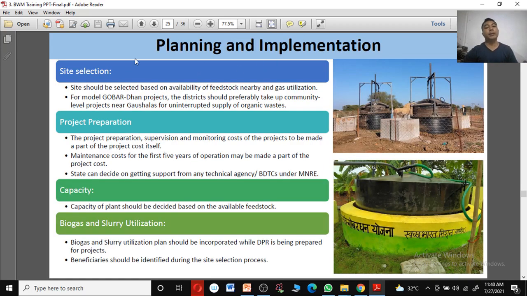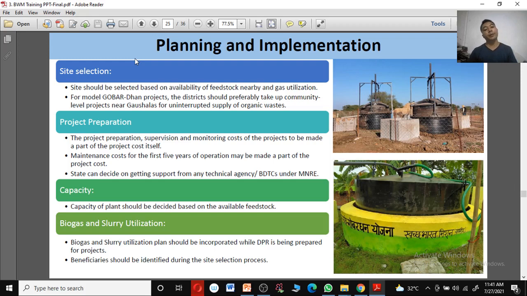Planning and implementation. How this Gobardhan scheme has to be undertaken, how it is being planned. Let us see. Site selection is very important. Sites should be selected based on the availability of feedstock nearby and gas utilization. For a model Gobardhan project, districts should preferably take up a community level project near a gaushala for uninterrupted supply of organic waste. So selection of the site is very important. The department concerned has to look at the important locations where the community generates a lot of this waste in order to implement the Gobardhan project.